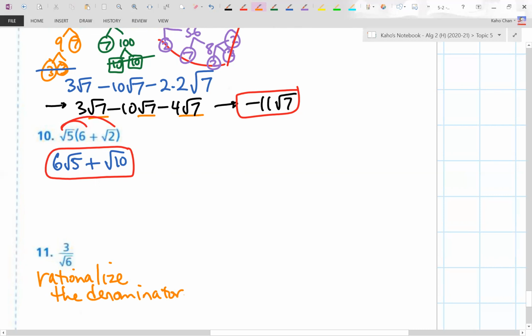Root 6 is a single monomial. All I need to do is multiply by the same radical, tops and bottoms. Okay? This is a form of 1 now.